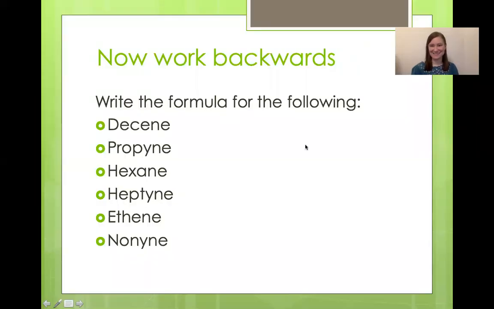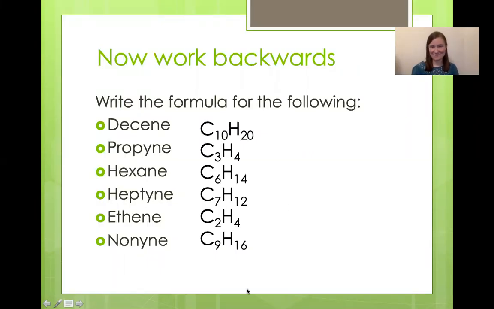All right, here are the answers. There we go. So decene, C10, and then ene tells us it's double the hydrogens. So C10H20. Propyne: prop is C3, and then yne tells us it's 2n minus 2. So 2 times 3 is 6, minus 2 is 4, so C3H4. Hexane, C6, H 2n plus 2, so 2n would be 12, plus 2 is 14, C6H14. And so on. Again, let me know if you have questions.